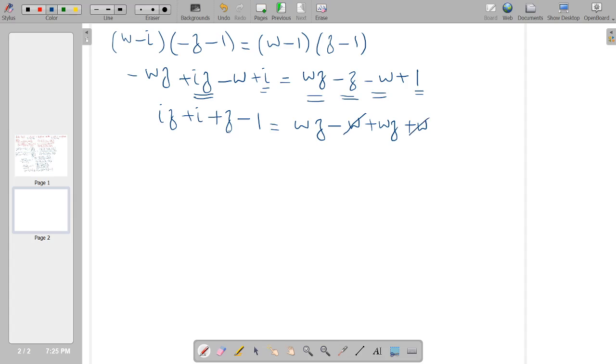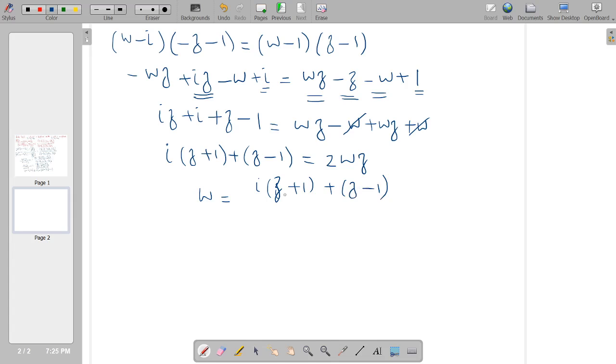So when I simplify this, I will have i into (z plus 1) plus (z minus 1) is equal to 2wz, or w will be [i into (z plus 1) plus (z minus 1)] whole divided by 2z. So this will be the bilinear transformation.